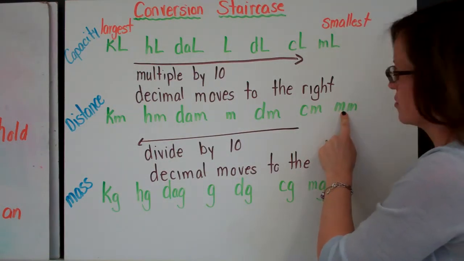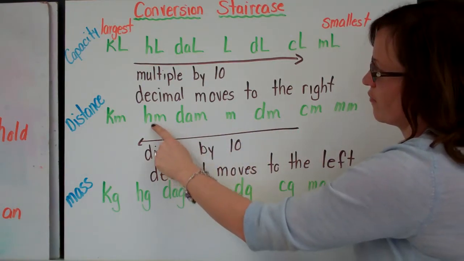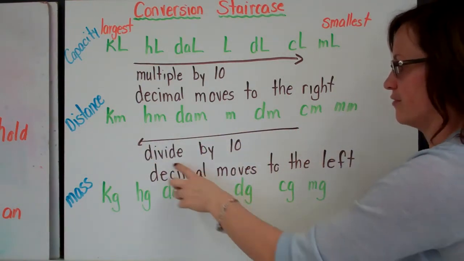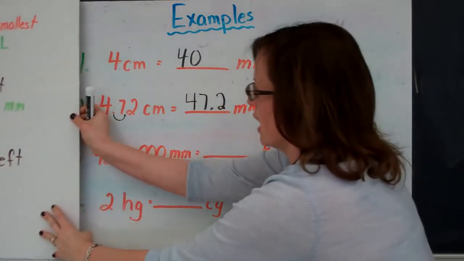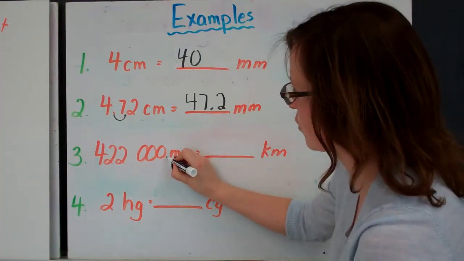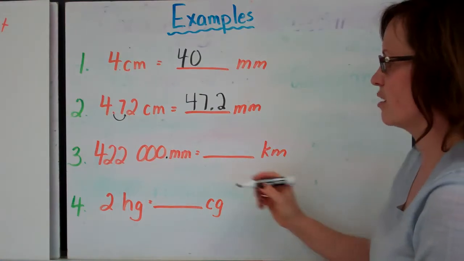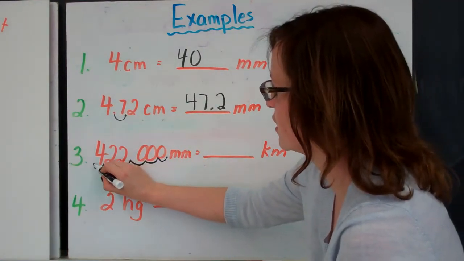So I find millimeters and kilometers. It is 1, 2, 3, 4, 5, 6 spaces to the left. So I know that my decimal is going to move 6 spaces to the left. I find the decimal in my number. I don't see it here, so I know the rule is it's to the right of the last number, and it's going to move 6 spaces. 1, 2, 3, 4, 5, 6.